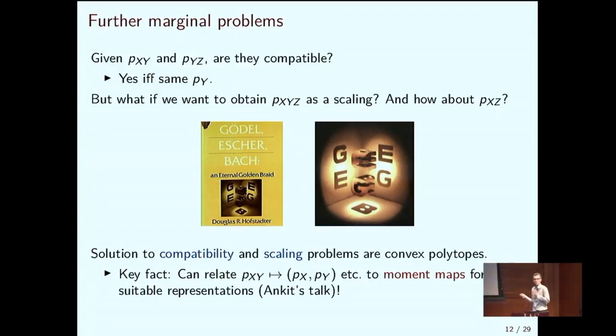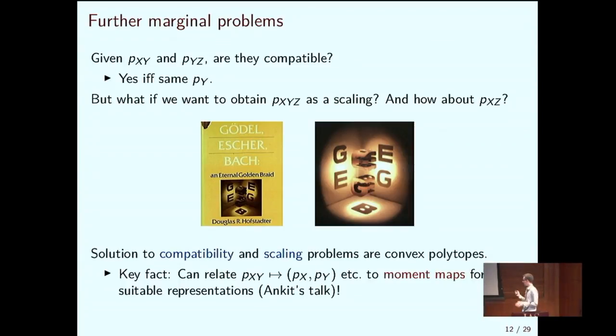So these seem like interesting problems, and the underlying structure is always that the solution to the general compatibility problem amounts to a convex polytope. The space of admissible margins is always a convex polytope, just because the marginal map is linear and the space of all probability distributions is a simplex, so it's a convex polytope. Also, the solution to the scaling problems here is a convex polytope, but it's way less obvious, at least to me, why this should be the case.